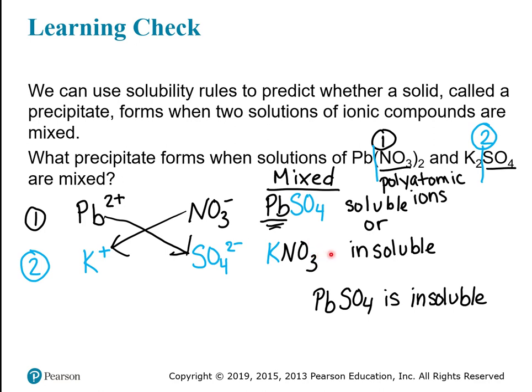Then you use the solubility rules to see whether or not you're going to just make 2 soluble compounds or if you're going to make an insoluble compound. In this case, we said sulfates are usually soluble, but with lead, it's not. Potassium nitrate, that's soluble. So the only thing we're forming here is lead 2 sulfate. Questions about that?